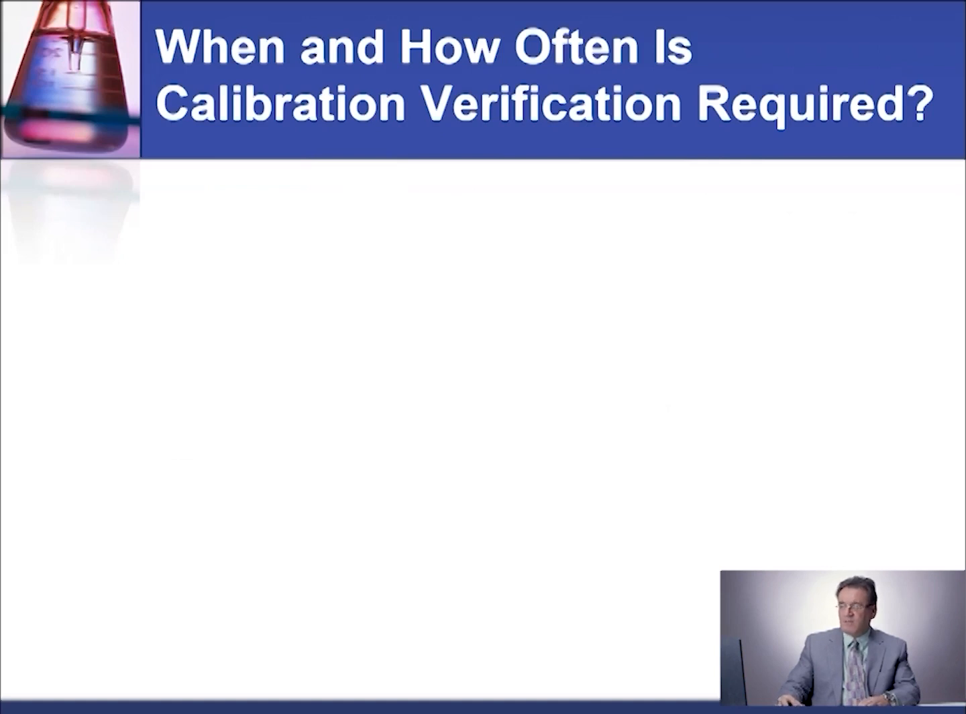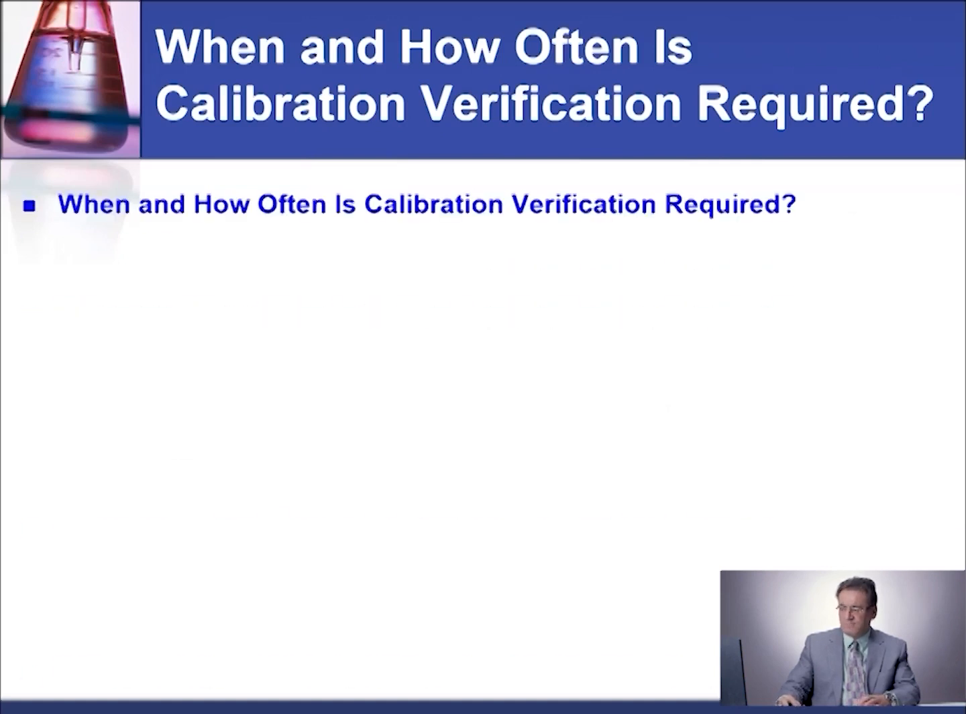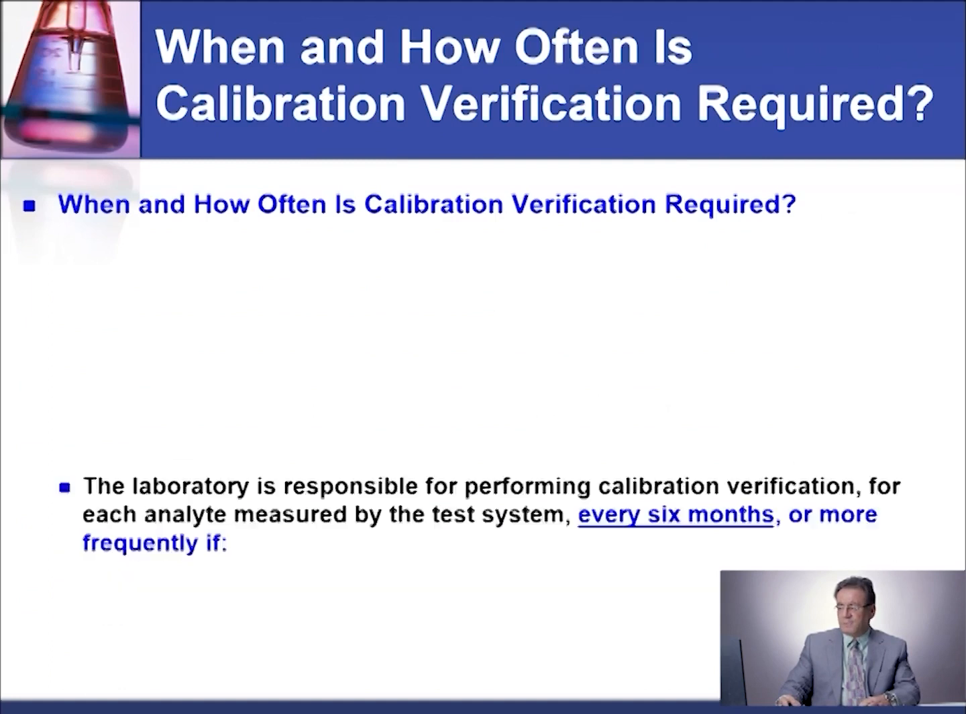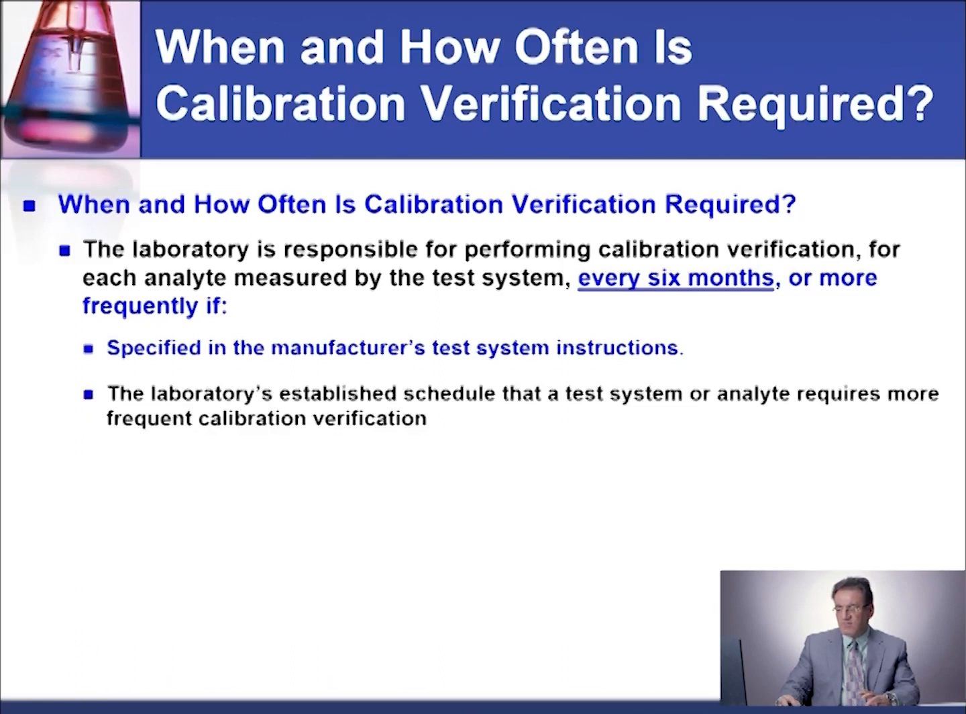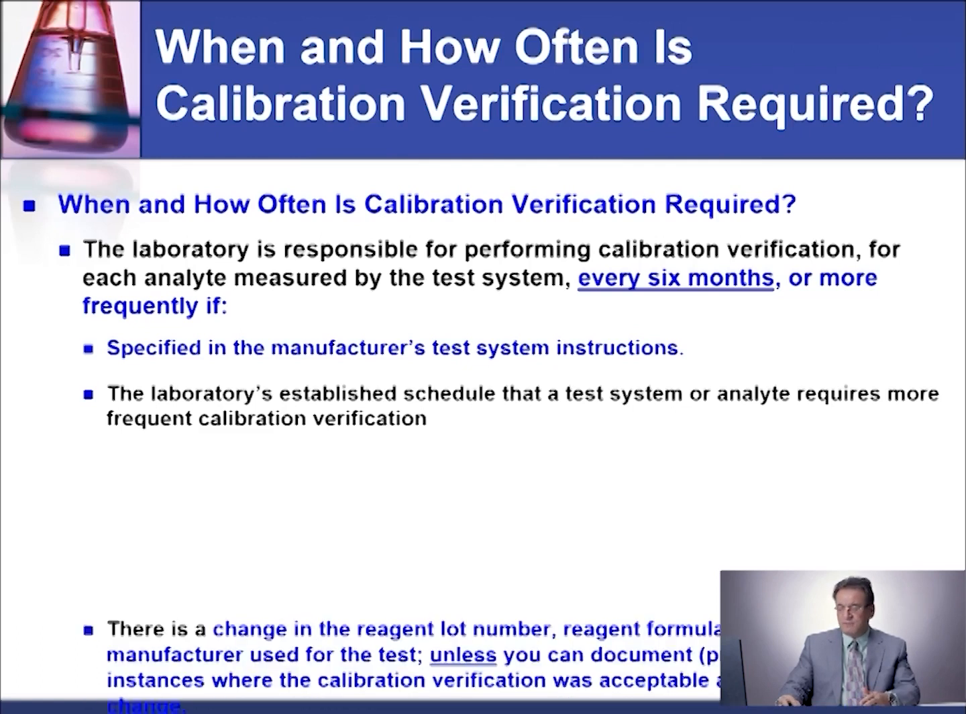When and how often is calibration verification required? The laboratory is responsible for performing calibration verification for each analyte measured by the test system every 6 months or more often if specified in the manufacturer's test system instructions. Also, if the laboratory established a schedule that a test system or analyte requires more frequent calibration verification than the manufacturer suggests.